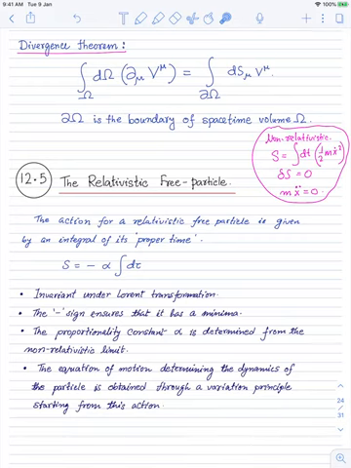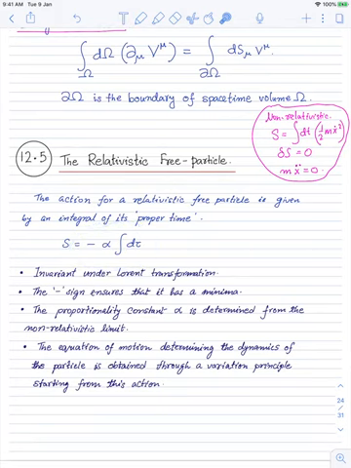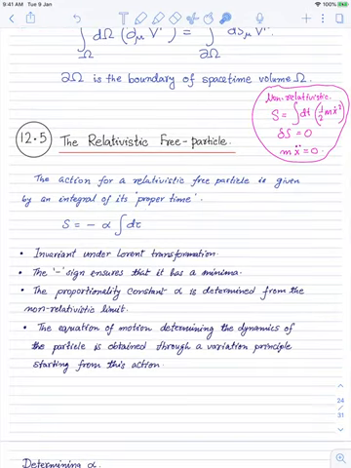So if I write the action as an integral of the proper time of the particle, then that is relativistically invariant. And as you will see, this is the right description which reduces to the non-relativistic setup. The action has this form: it's proportional to the integral of the proper time.